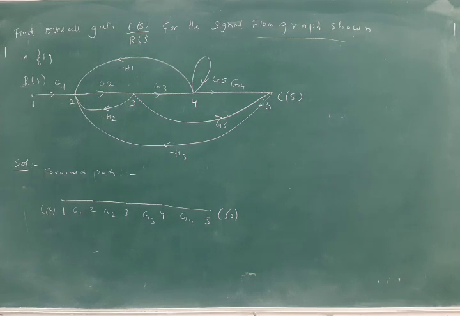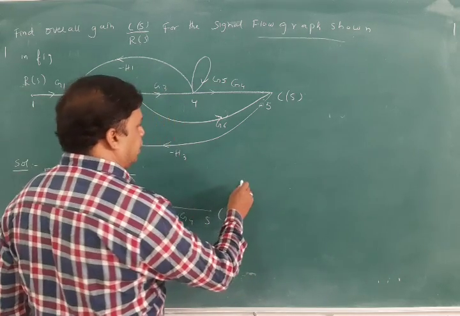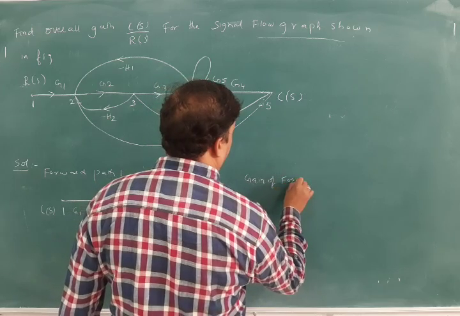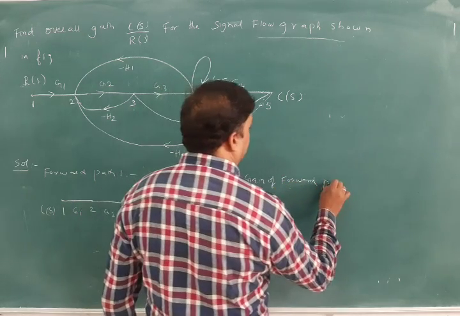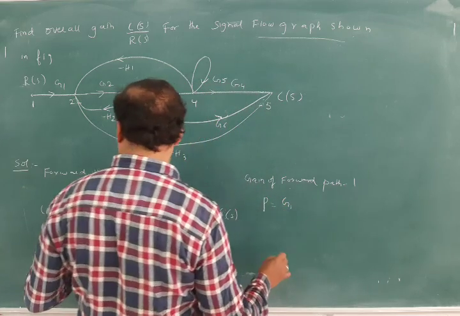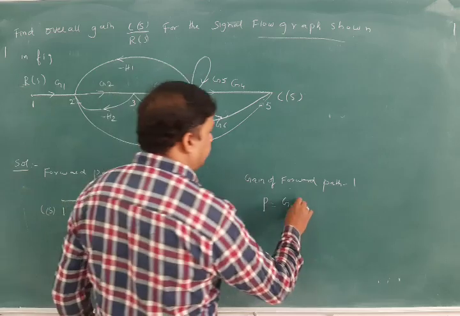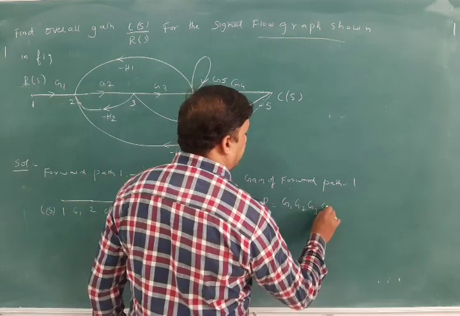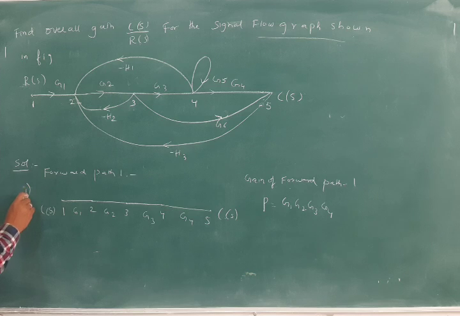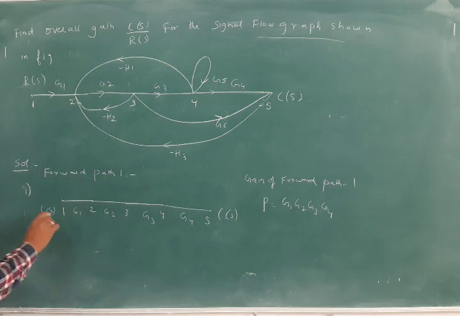We can write here the gain of the forward path 1. So the gain of forward path 1 is given by P is equal to G1, G2, G3 and G4. The product of G1, G2, G3 and G4. In a similar way, the other forward path is also there. This is step 1 of finding the forward paths, and this is the second step for finding the other forward path.